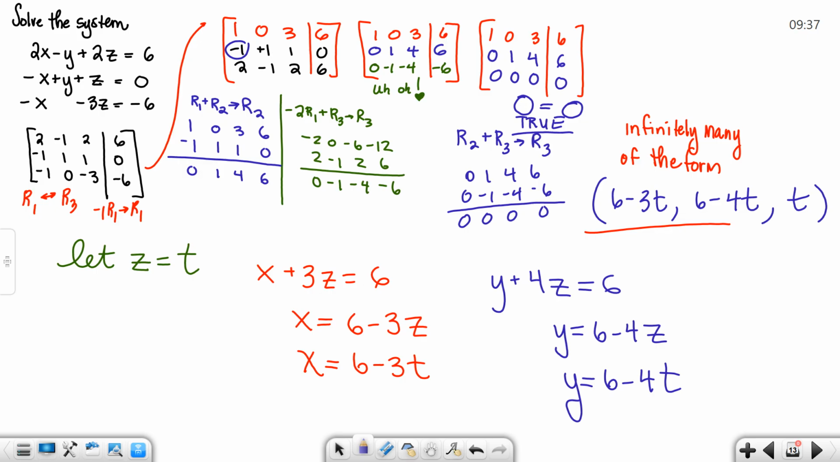So there are infinitely many solutions, because we could pick t to be infinitely many numbers, right? We could pick t to be 1,000. I'm not going to do that one in my head. But you could say 6 minus 3,000, 6 minus 4,000, 1,000 would also be a solution to this system. And that is how you'd work it.